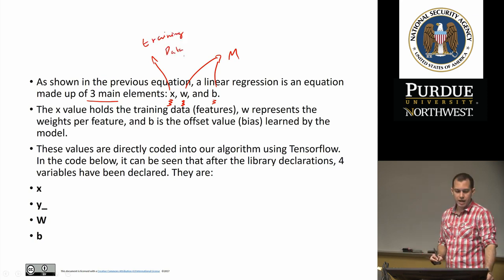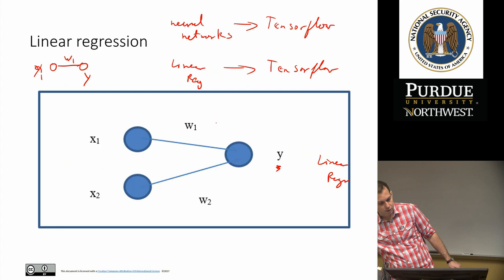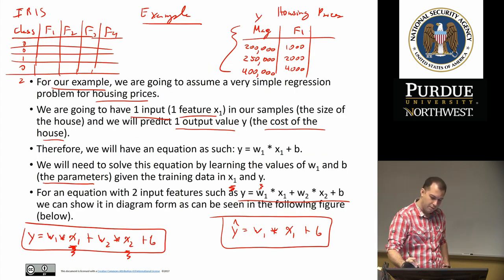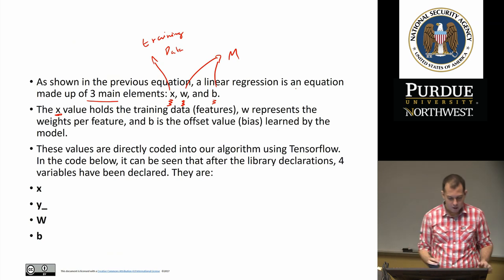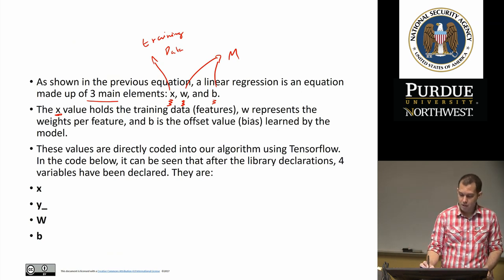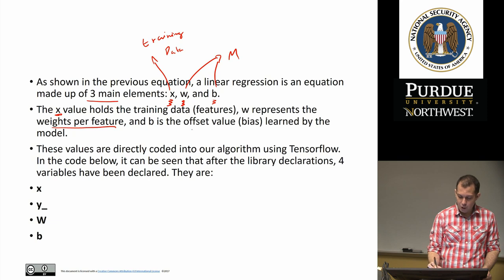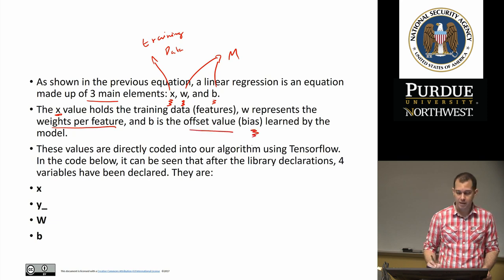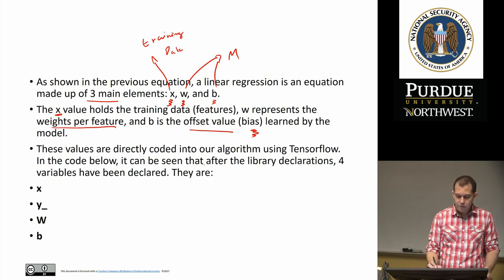Our training data. The X value holds the training data, the features. So the information here, the X, is the data that's going to be in that variable. W represents the weights per feature. And B is the offset value, which is called the bias. These are all parameters defined for the equation, which are learned by the model. These values are directly coded into our algorithm using TensorFlow.